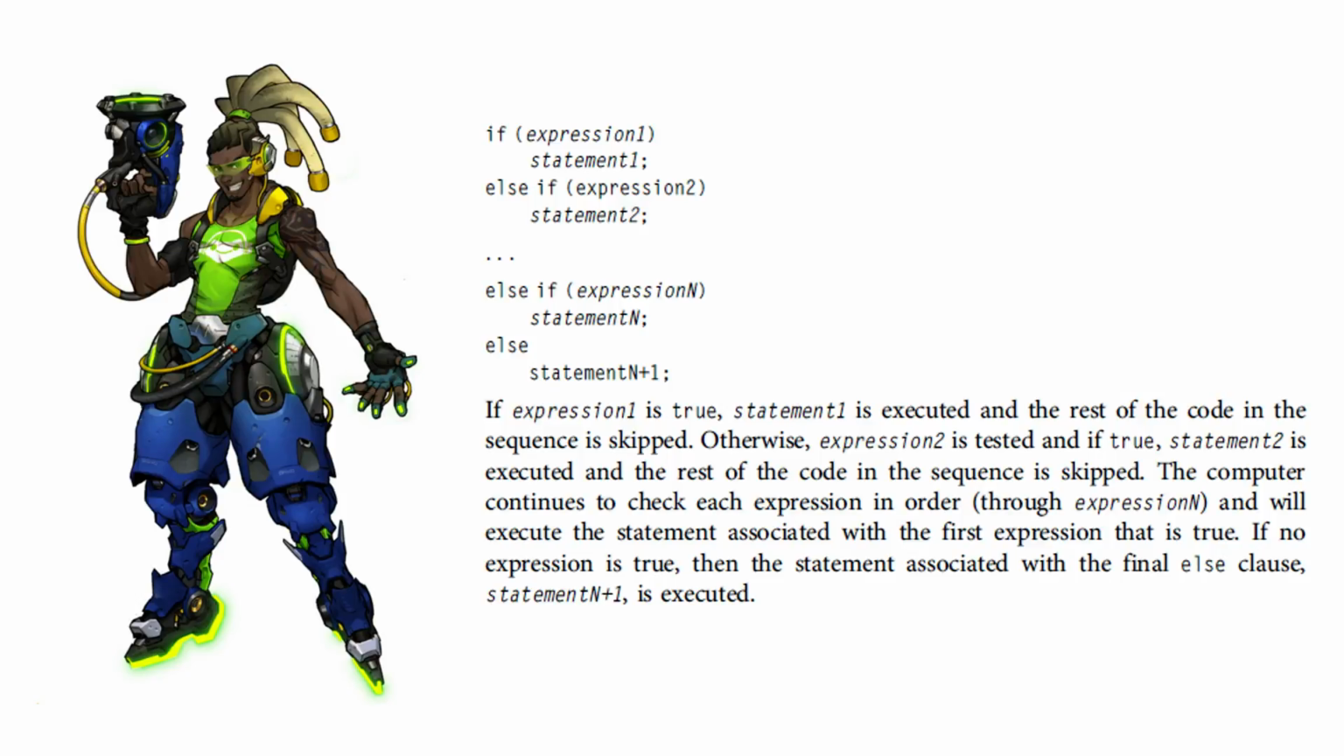Okay, so it goes down the list, evaluating each one in turn. This is a perfect example of class selection in an RPG, or race selection, right? Which class did they pick? Did they pick an elf, or a warrior, a priest, mage, summoner, whatever? You'd have an else if statement for every single one of those, right?